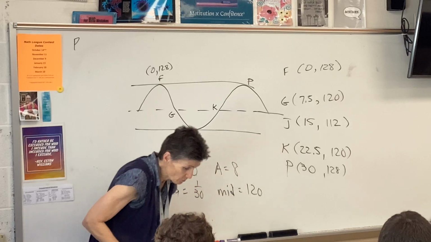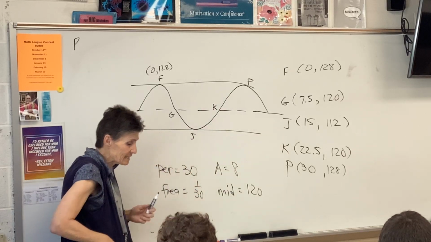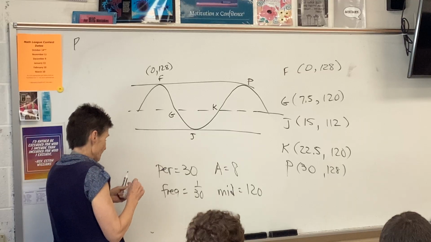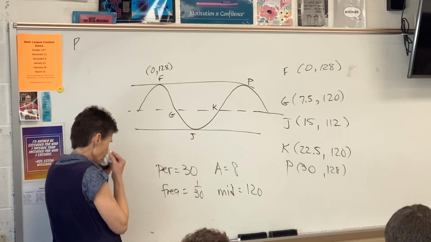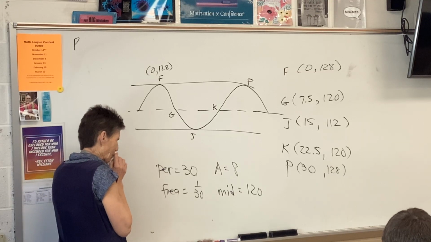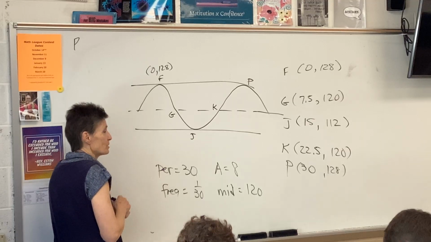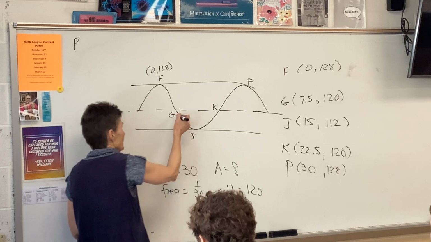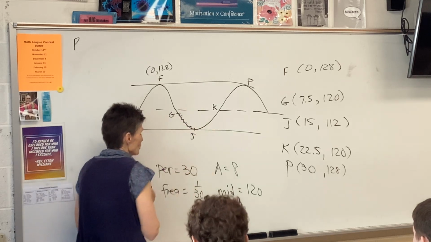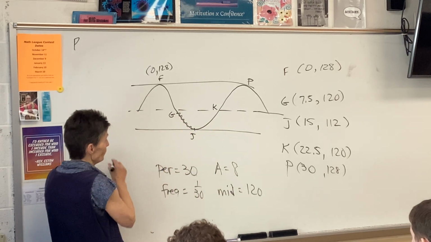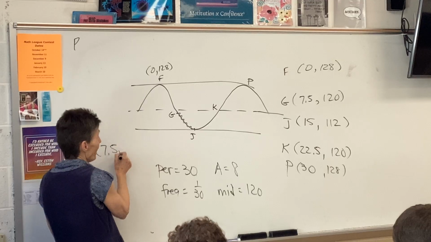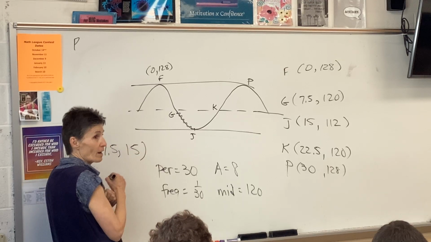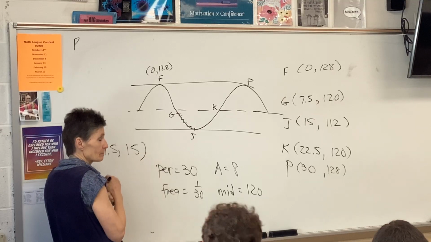Find two intervals for which the graph is decreasing and concave up. Decreasing and concave up. Do you see one in the picture? Right here. So we'll express that as an interval. That's 7.5 to 15. Intervals are x-coordinates.